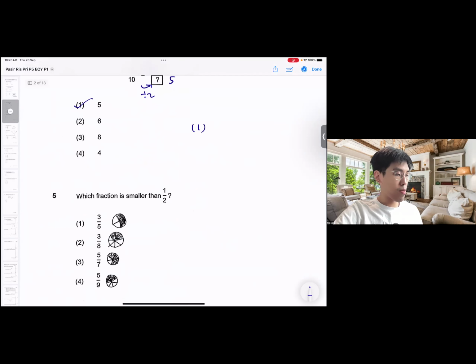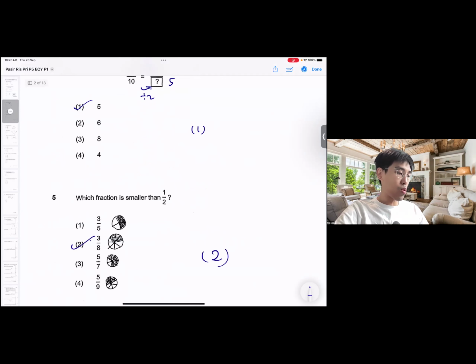Next, which fraction is more than half? Somehow in this photocopied set, they already give us the diagram. So you can just follow suit and the answer is option 2. If you want to convert to decimal, this one is 0.6, this one is 0.375, this one is 0.7 something, and this one is also 0.55.